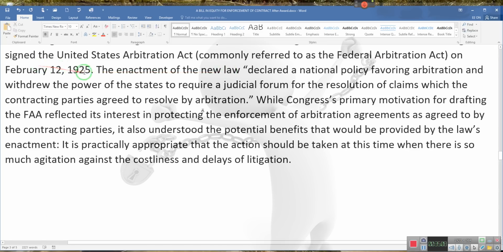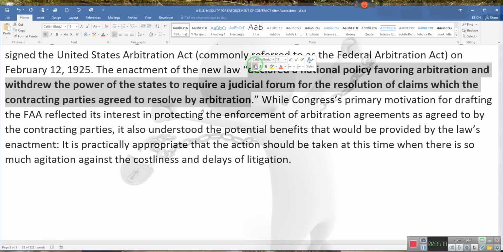On February 12, 1925, you have Congress and the President. The enactment of the new law declared a national policy favoring arbitration and withdrew the power of states to require a judicial forum for the resolution of claims which contracting parties agreed to resolve by arbitration. Need that, because that's a quote from Congress, from the courts.